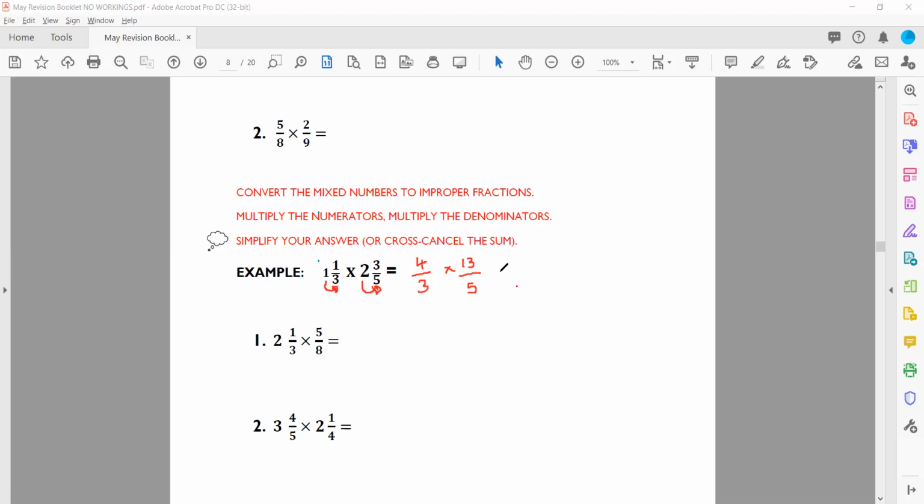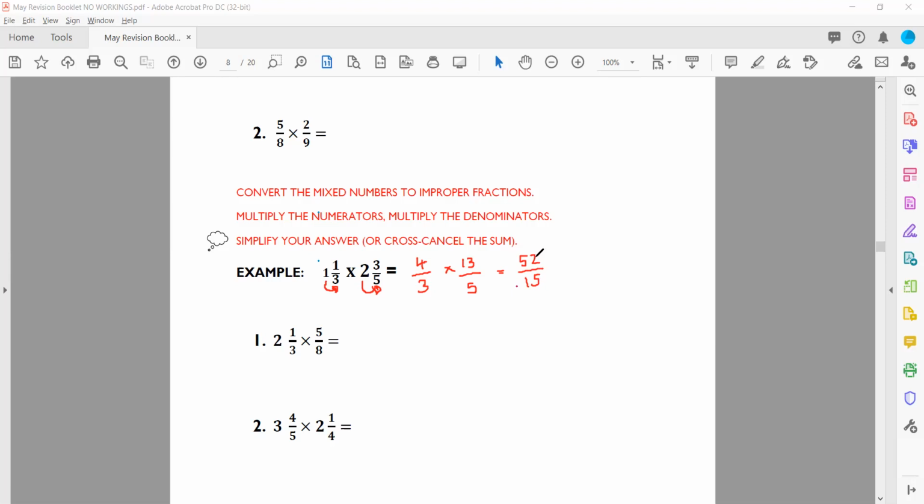So once you've got your sum here, you would multiply numerators. So 4 times 13 would be 52, and 3 times 5 is 15. And this gives us an improper fraction. Now 52/15, this would be an acceptable answer generally, but if you want to play on the safe side, always move it into a mixed number.